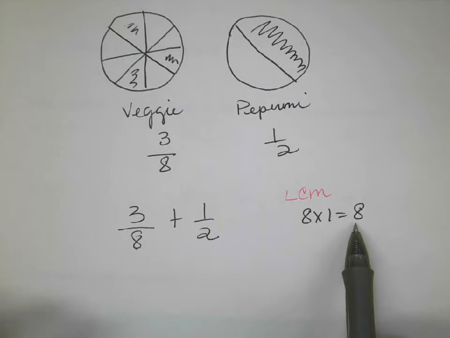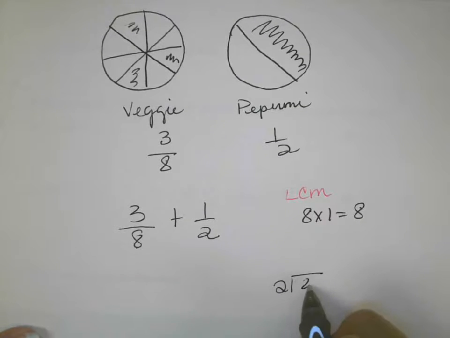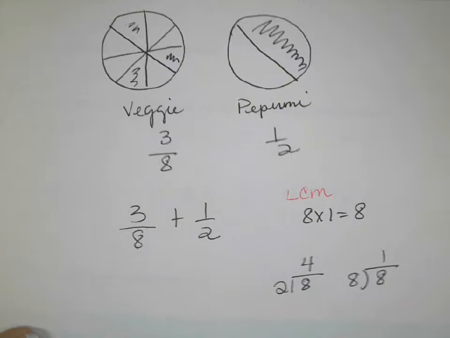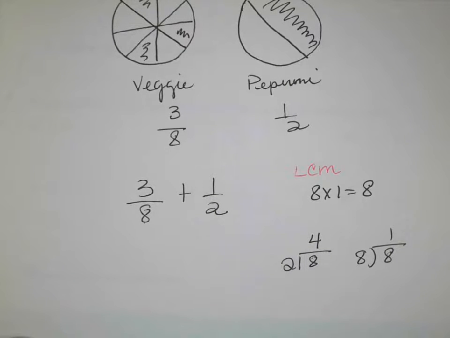Yes. And remember, when I'm talking about evenly, if I divide 2 into 8, it's 4. There's nothing left over. It goes in perfectly. When I say 8 goes into 8 evenly, it goes in one time. There's nothing left over. So when I say evenly, I mean there's nothing left over.